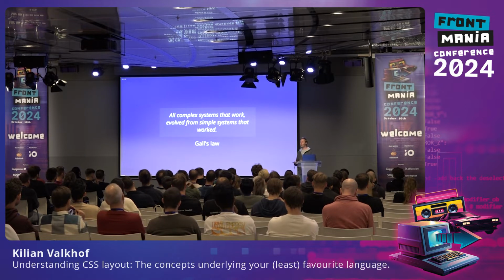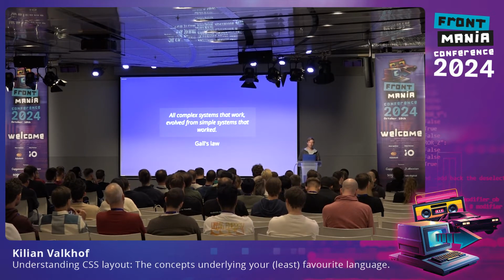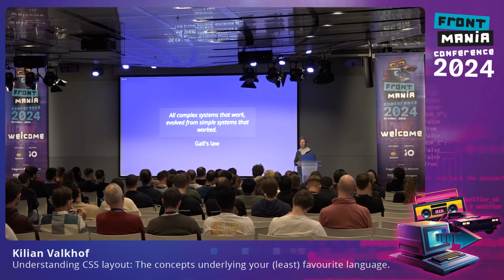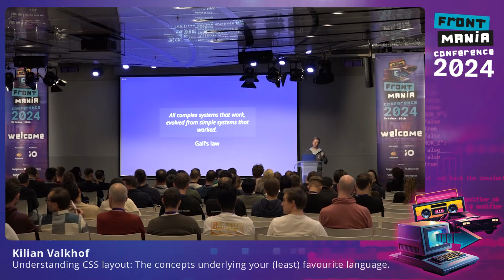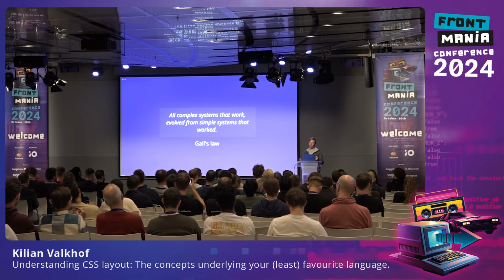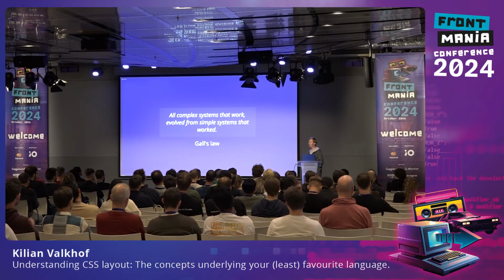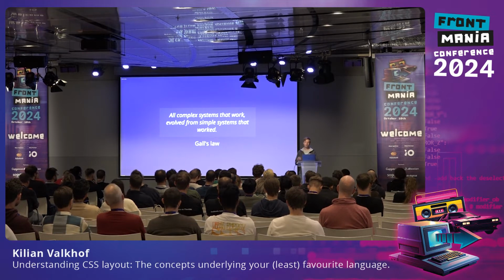So when you look at CSS as a whole, as a system, it is very large. It is very complex, and that makes it really hard to understand. But as we all know, it's also a system that works. You don't have a system that's around for like 20 years if it doesn't work. So there is a law called Gall's law that states that all complex systems that work evolved from simple systems that also worked. And that's also the case for CSS. Over the past years, it has slowly grown in complexity.